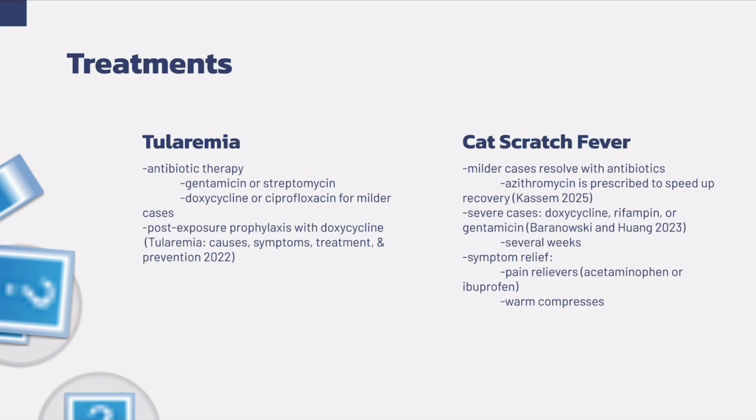However, azithromycin is commonly prescribed to speed up recovery. In severe or systemic infections, doxycycline, rifampicin, or gentamicin may be used for several weeks, depending on the patient's condition. Some symptom relief that can be used are pain relievers, such as acetaminophen or ibuprofen, and warm compresses.